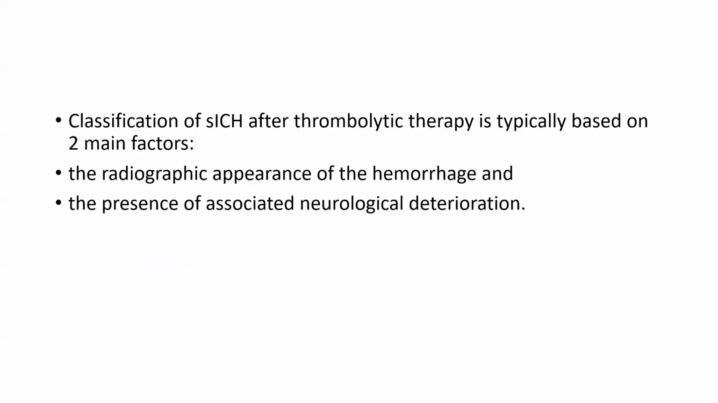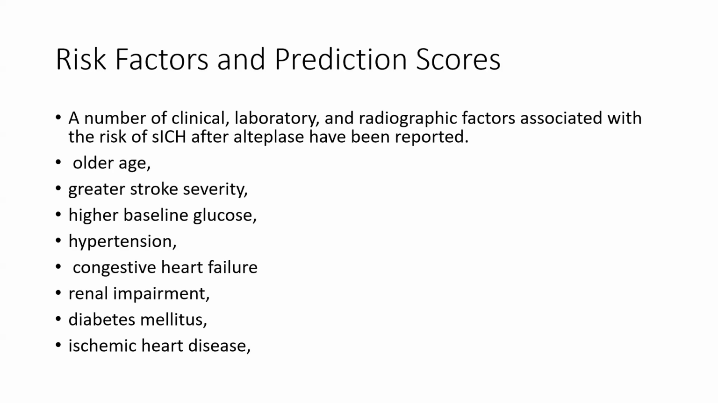So the next question is how to manage this intracranial bleed, which developed because of the thrombolytic agent. So classification of this intracranial hemorrhage after thrombolytic therapy is typically based on two main factors: the radiographic appearance of the hemorrhage and presence of associated neurological deterioration. So what are the risk factors and prediction score?